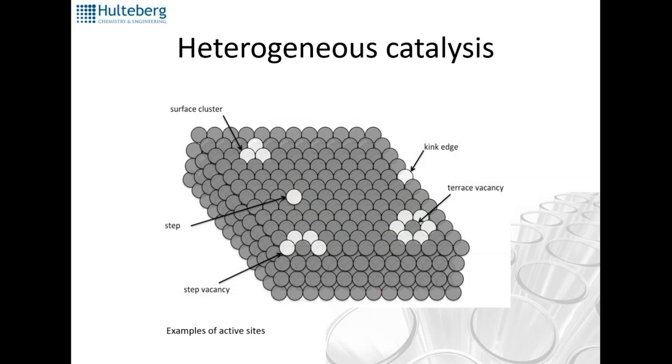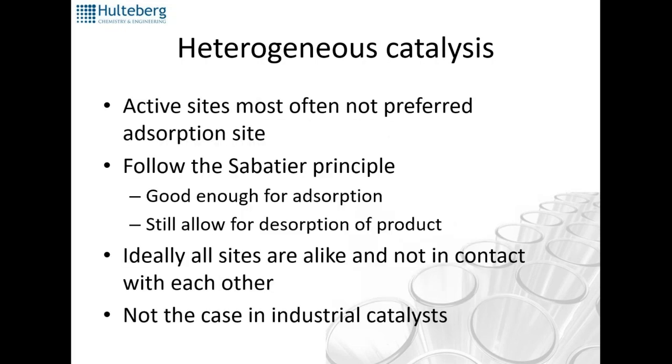And they are most often the active sites, and they're actually most often not the preferred adsorption site, because the preferred adsorption sites are usually inhibited because they're too strong, so too strongly adsorbed too. So we follow the Sabatier principle. It's good enough for adsorption, but it still allows for desorption of the products, and these imperfections can actually help in forming these properties. And ideally, all sites should be alike and not in contact with each other, but that's definitely not the case in industrial catalysis.